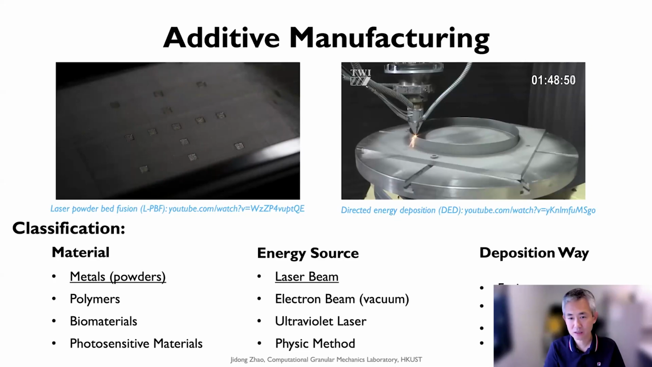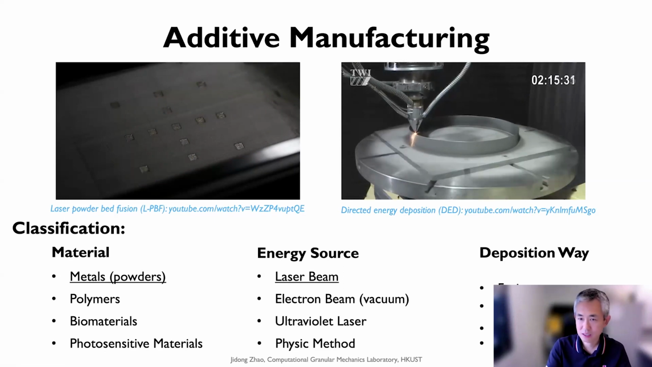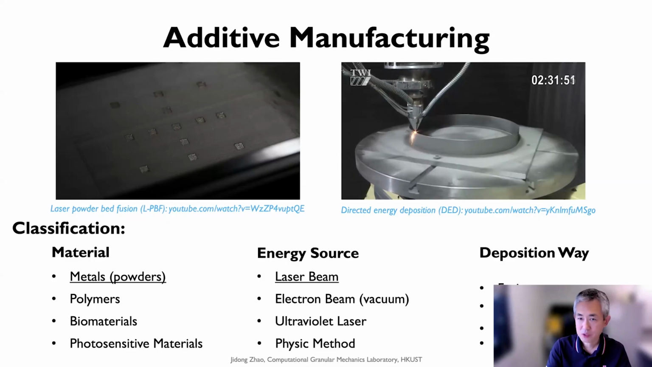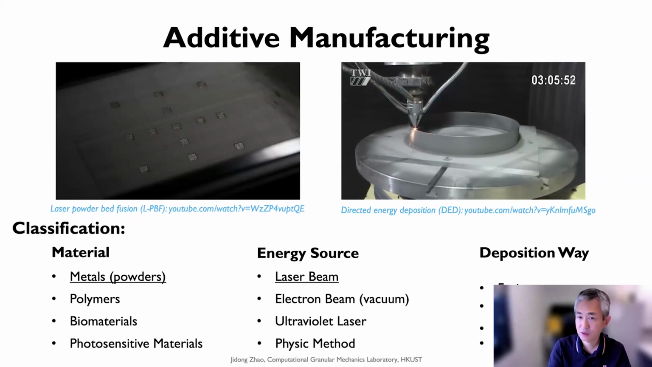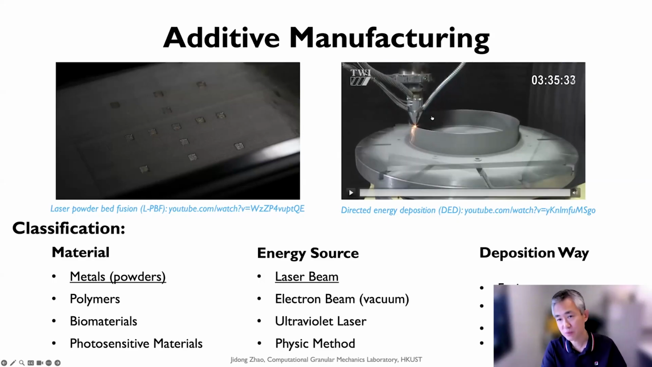And then there's another companion technology called DED, directed energy deposition. It's also part of this laser family. Basically, you spray the metal powder, and while the powder is in the air, you use the laser to melt it and deposit it in the place you want, to form a part.